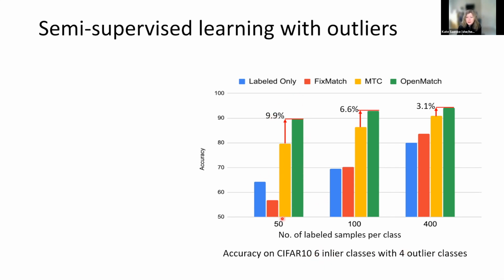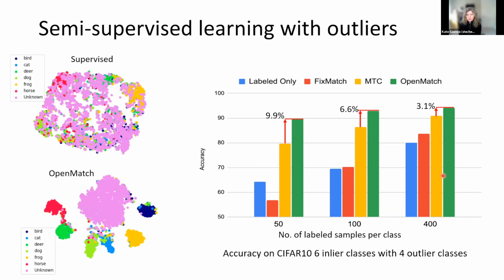So you can see that with 50, we have labeled only performance in terms of accuracy. FixMatch actually gets worse than labeled only, so it doesn't even improve by using the unlabeled data. And then MTC is another baseline, and then our method OpenMatch in green is improving relative to MTC. And there's a similar story for more samples per class, although the gap becomes smaller as we head into 400 labels per class.